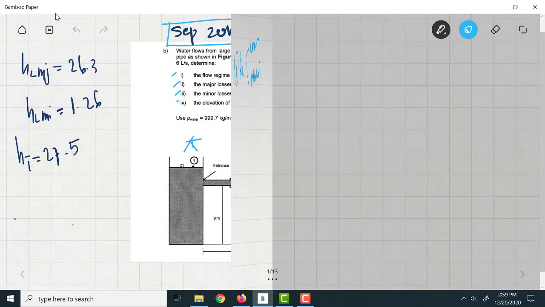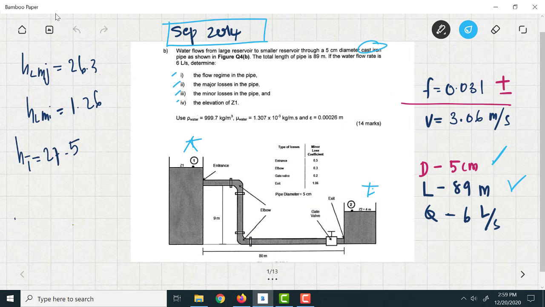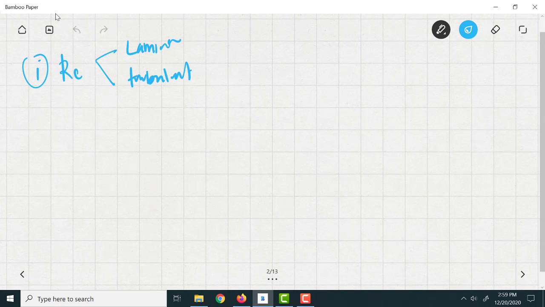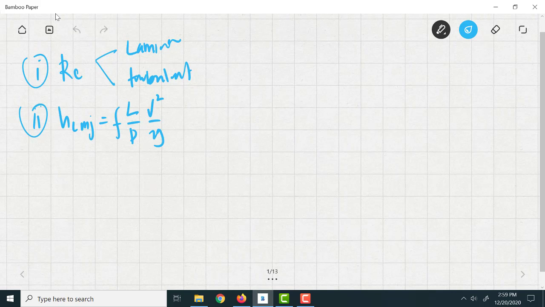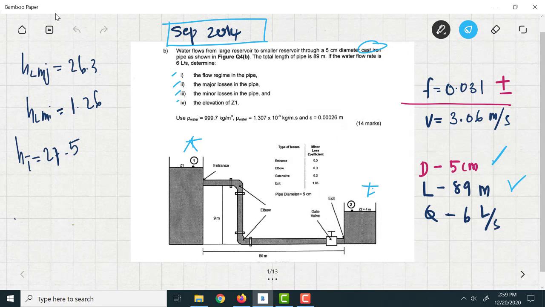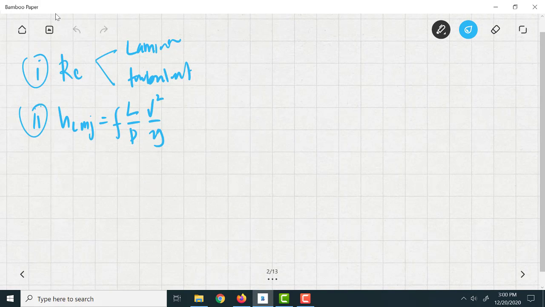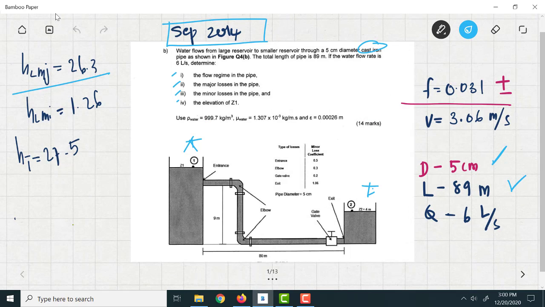Question 2. What is question 2? It's about the major losses in the pipe. Very easy, you have found it before, right? HL major equals F L over D V square over 2G, if I'm not mistaken. We got 26.3 from the previous one, with units meter.